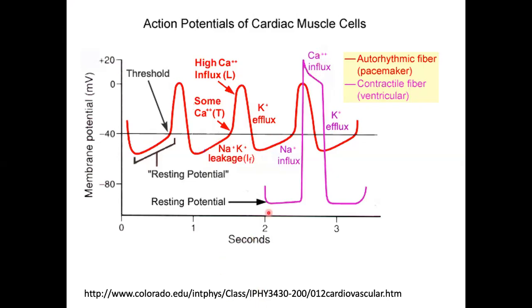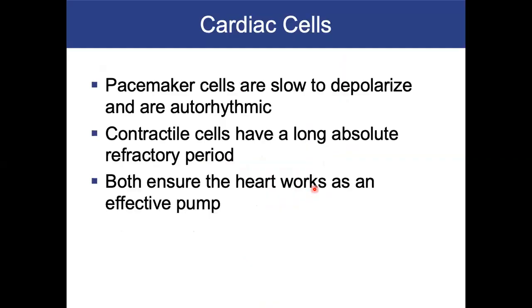For the contractile cells, they're sitting really low. They're sitting there at resting membrane potential. They get the ions from the autorhythmic cells. They produce an action potential, and contract and relax.